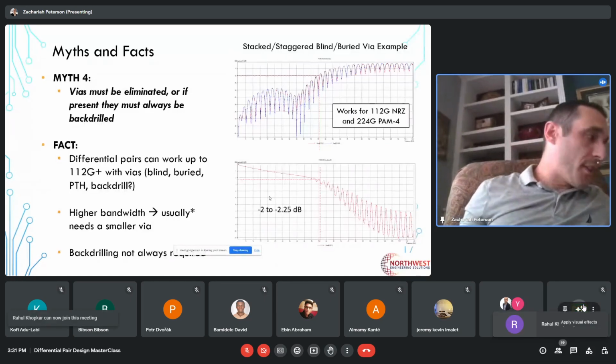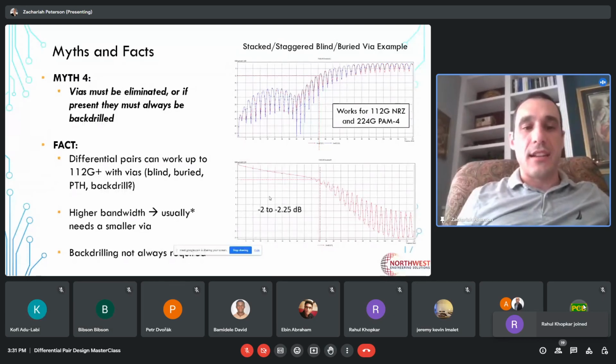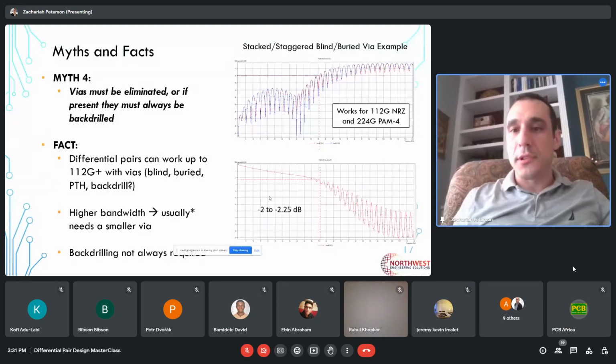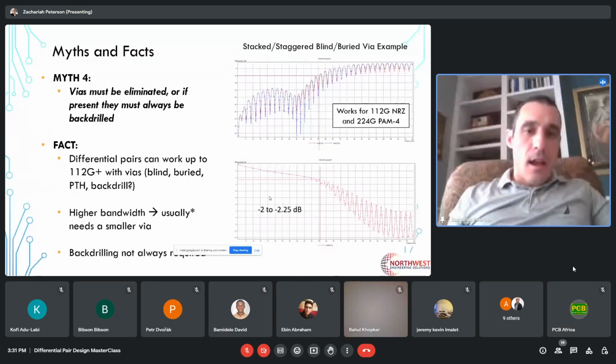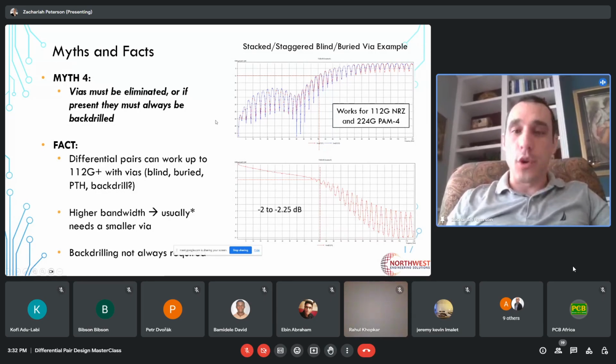Another myth and fact. The myth here is that vias must always be eliminated, or if present, they must always be back drilled. There are reasons to back drill vias, and there are reasons to eliminate vias on an interconnect. However, this idea that a very high speed interface will never work with vias is completely wrong.